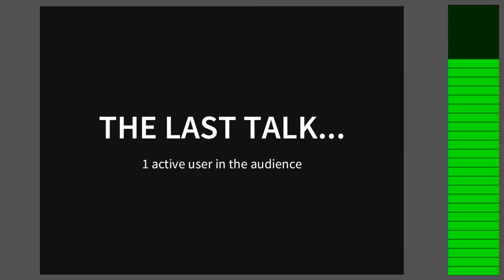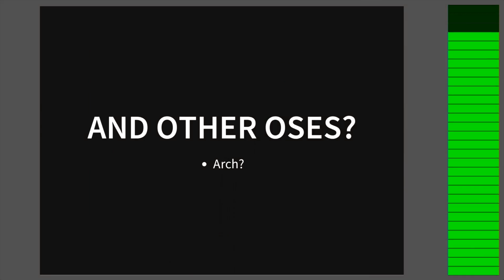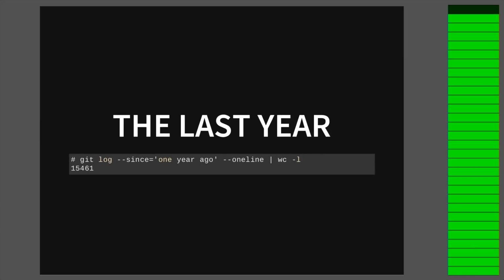Last year, there was one active user in the audience. How many Void Linux users are here? Oh, great. I think we grew about 100%. There's still one. Are you the same guy as last year? Ah, okay. So we have at least 2 active Void Linux users now, which is great, about 100% in 1 year. And other OSs: Arch Linux. Okay, some more. Debian, Ubuntu, some more. Mac. Nice.